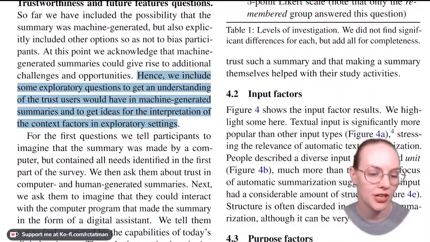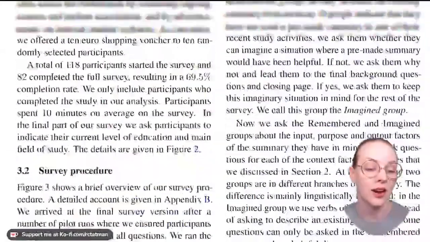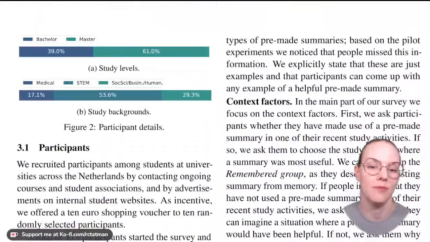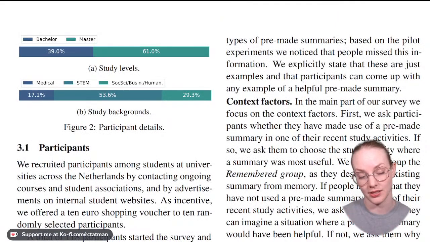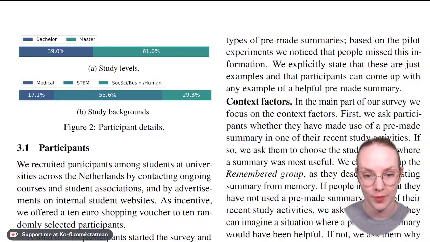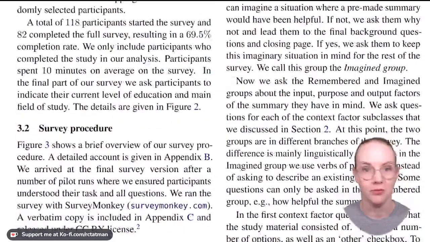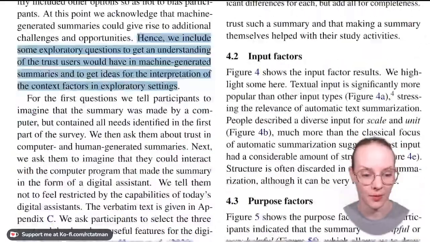And I think this in particular is very relevant given the makeup of their participants. So about half of their participants are currently studying STEM, right? So science, technology, engineering, and mathematics, and probably have favorable feelings towards those fields. And the other half are studying medicine or social science, business and humanities, and may have different feelings because it's not something that they work on, right?